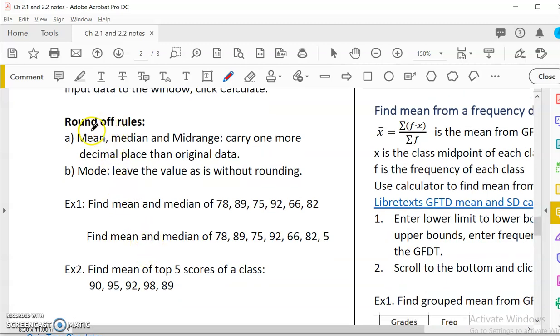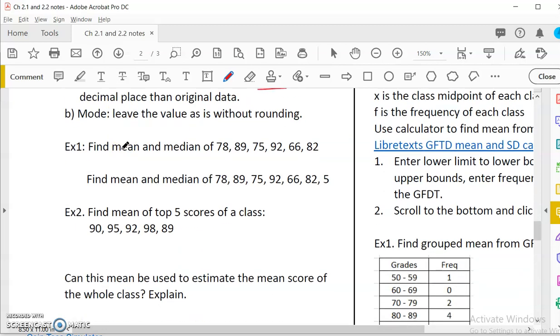Before we do the example, I can talk about the round off rule. That means if I calculate the mean, I divide by something, and I would have more decimal places, right? So how do I round it? The typical guideline is to carry one more decimal place than the original data. If one of your data has one decimal place, then your mean is one more than it, so it'll be two decimal places. If all your data are whole numbers, then you do one decimal place, just one more. For mode, you don't need to round because it's the original data.